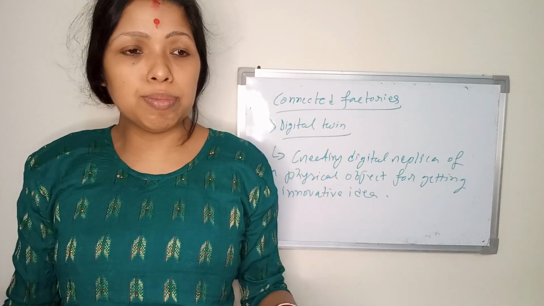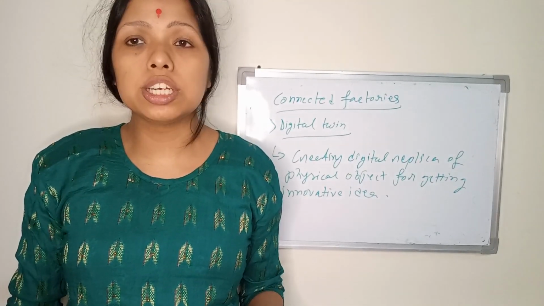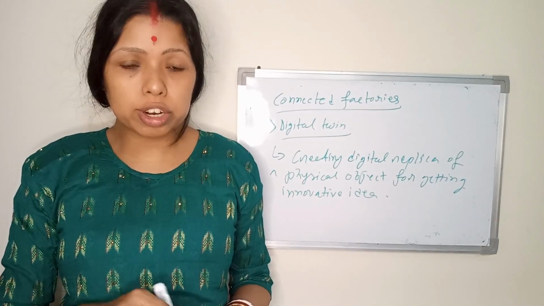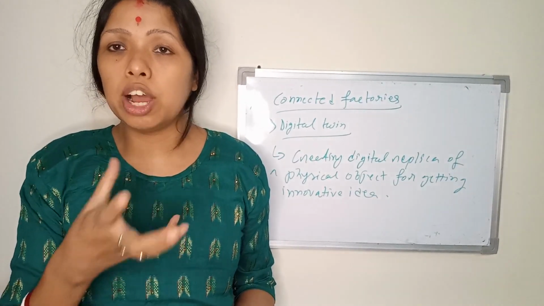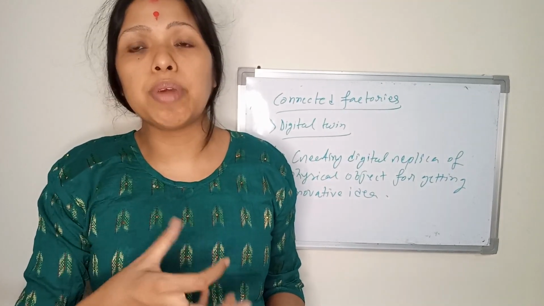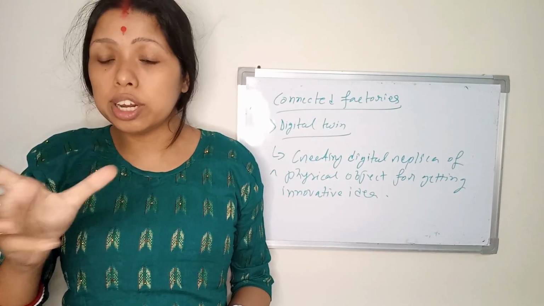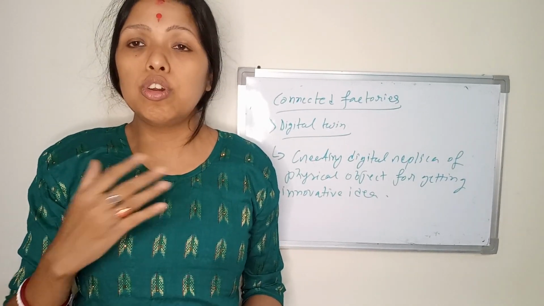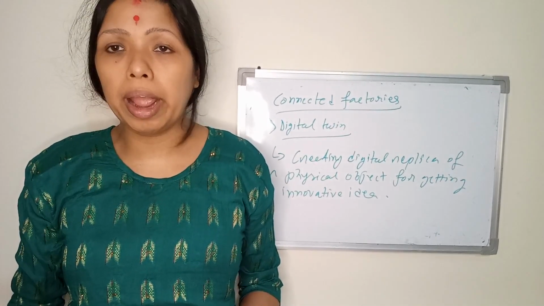Suppose you have a machine. What are the things you can include inside the machine for improvement? Normally you cannot implement, connect, or do random things on the machine. This is a physical object, and you will get some error also. So you can create a digital object, which is a replica of the physical object, and you will do some experiments and perform some tests, and accordingly you will get some innovative idea.